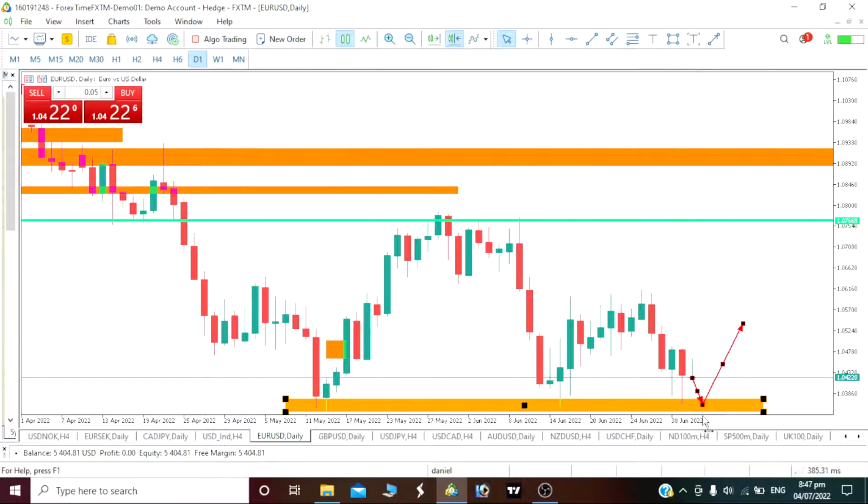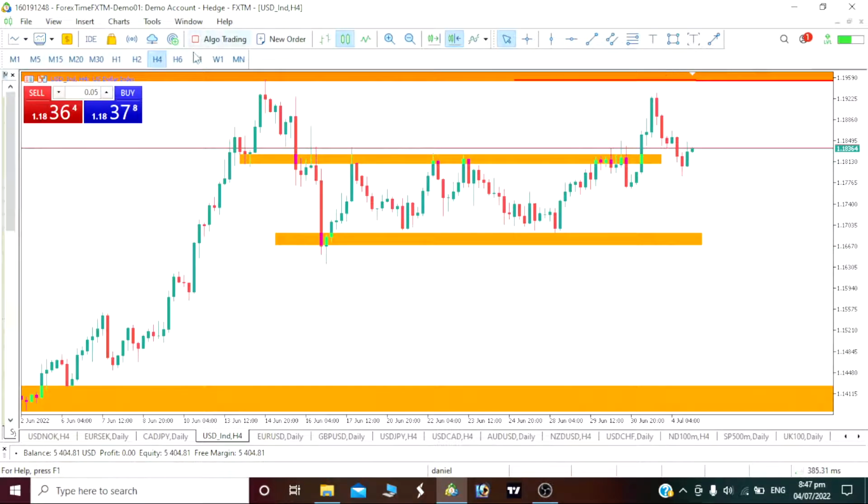That is why, as we are expecting that bullish move on our Euro USD, our USD index itself would be falling. So let's see our USD index now.